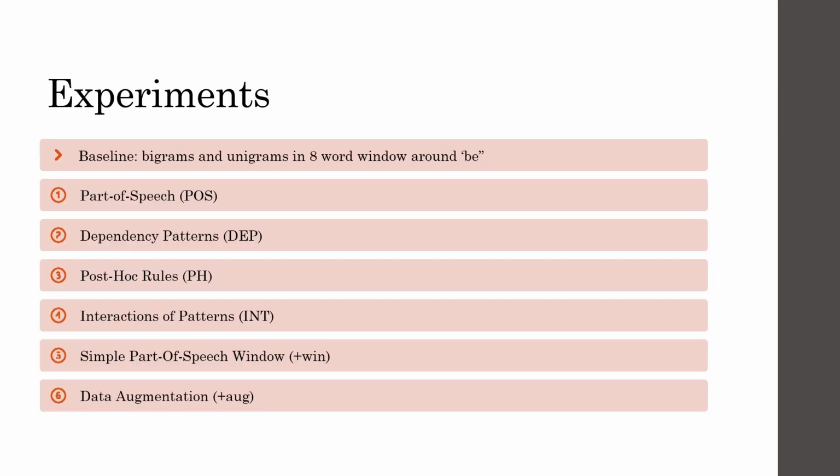Several experiments were conducted to test the hypothesis that adding additional linguistic information improves classification rates. We first began with the baseline of bigrams and unigrams surrounding be, testing the effectiveness of basic linguistic information. Part-of-speech, dependency patterns, and post hoc rules represent linguistic patterns informed by AAE from both published literature and our own analysis. Interactions of patterns explores how different linguistic contexts interact to indicate habituality. Finally, we looked at other types of data such as simple part-of-speech windows and data augmentation to see their effects on classification.